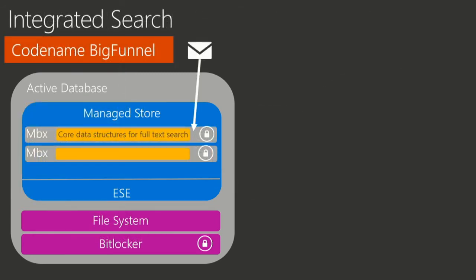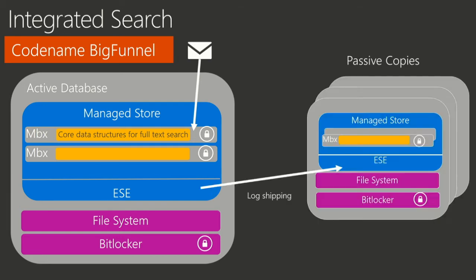With our integrated search stack, called codename BigFunnel, the mail gets delivered with the data structures directly into the mailbox. And I'll show you next how that happens. And you can see there that the same keys that encrypt the mailbox also will encrypt those data structures themselves. And you can then utilize the service encryption feature. And here, the replication story is simple and easy, using log shipping.